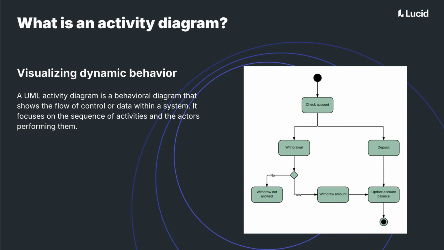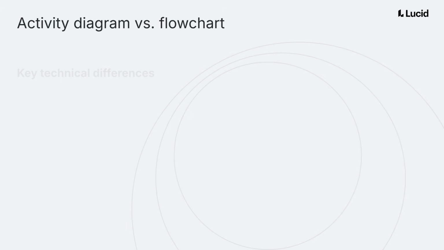A UML activity diagram is a behavioral diagram that shows the flow of control within a system, focusing on the sequence of activities and the actors involved.